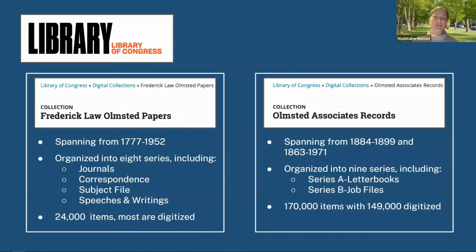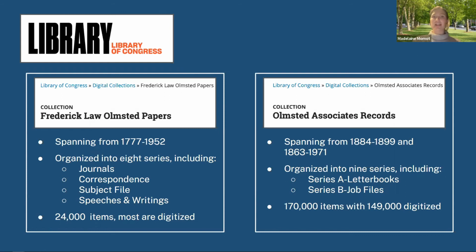And there are also two collections held at the Library of Congress. The first is the Frederick Law Olmsted Papers, and it's the earliest collection, spanning from 1777 to 1952. These are organized into 8 series, including journals, correspondence, subject file, and speeches and writings. And there are about 24,000 items, most of which have already been digitized.